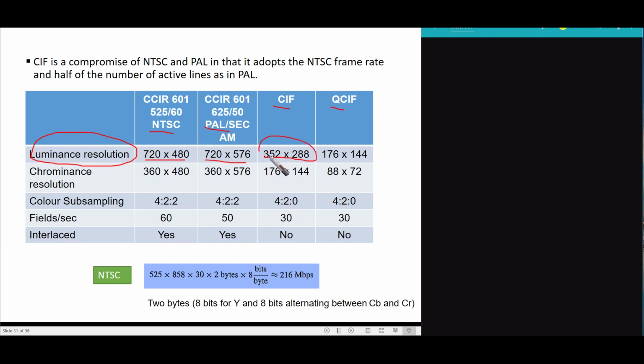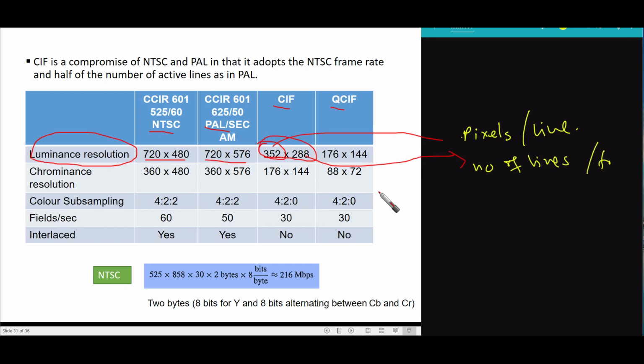Now what does it mean? 352 by 288, it means this is how many pixels in one line, right? This one means pixels per line or line width. And this one means the number of lines in one frame, per frame you can say. So CIF is, you see, the smaller resolution. QCIF is even much smaller. This has been used basically for low data rate systems.